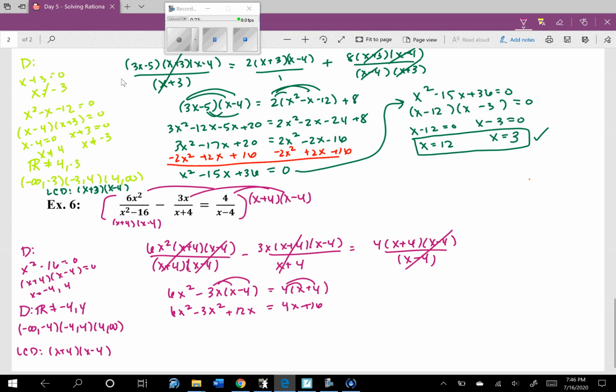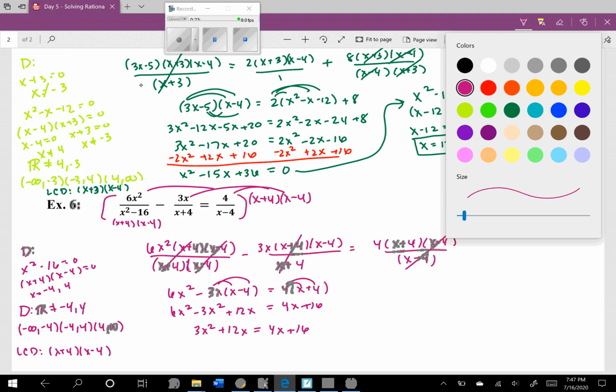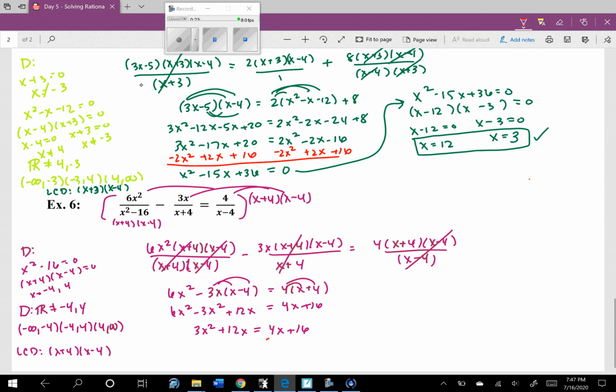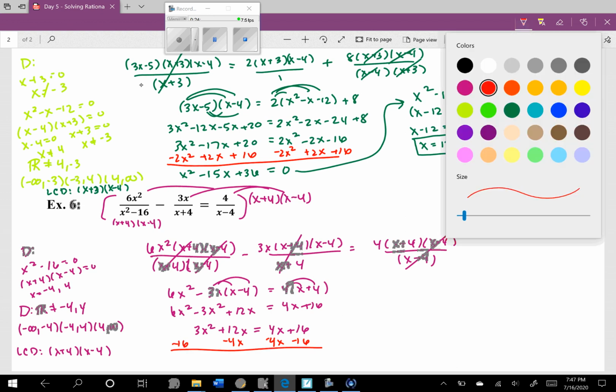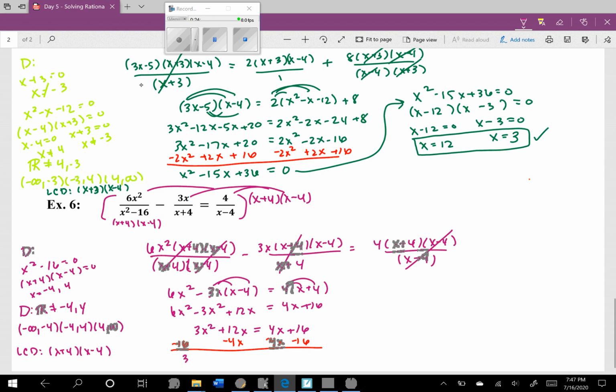And then we're going to combine our like terms. So when we combine these, we get 3x squared plus 12x is equal to 4x plus 16. Notice I have a quadratic term, linear term, and constant, so that means we're going to want to set this equal to 0 and factor or use the quadratic formula, so minus 4x, and then also minus the 16 to the other side. I'm just going to put it over here because I don't have a like term with it. So that gives me 3x squared, and then 12x minus 4x is plus 8x, and then minus that 16 equals 0.